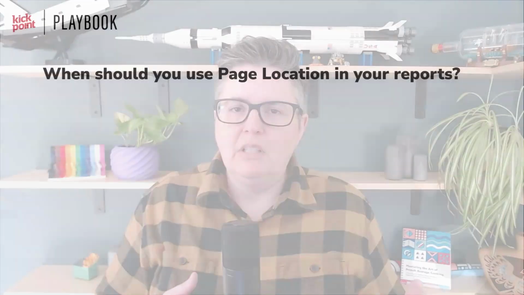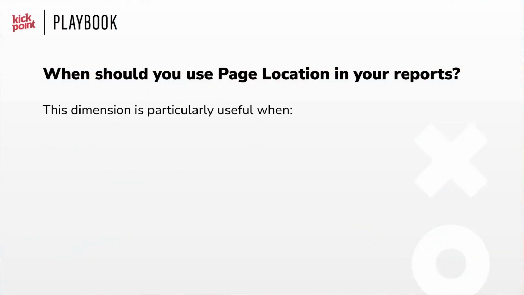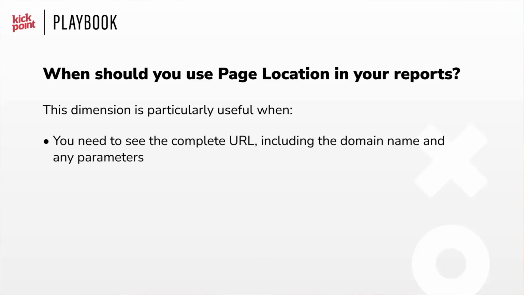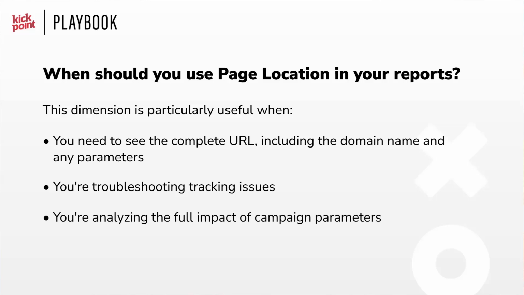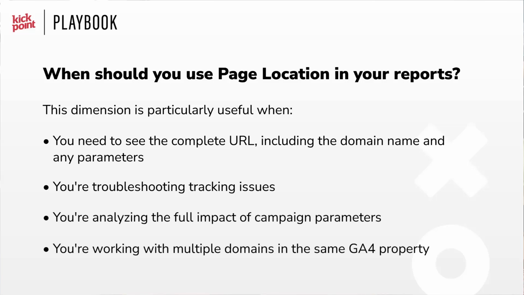Now, when should you use page location in your reports? This dimension is particularly useful when you need to see the complete URL, including the domain name and any extra parameters that are added on, like that gclid you just saw. You can use it when you're troubleshooting tracking issues, or if you're analyzing the full impact of campaign parameters, or if you're working with multiple domains in the same GA4 property. This is one way you can see all the different domains.